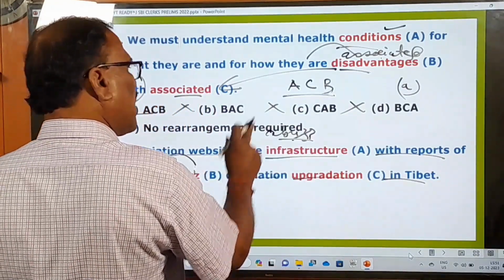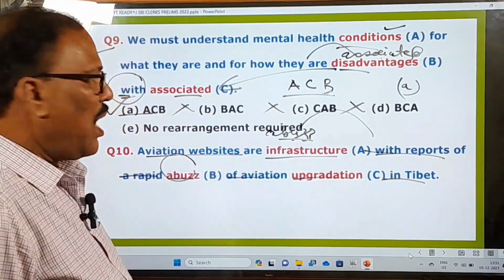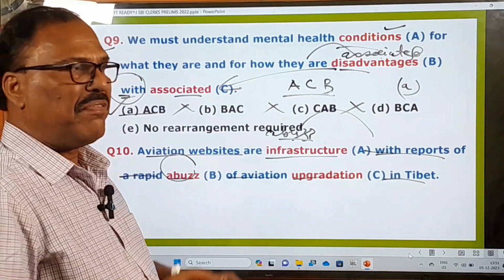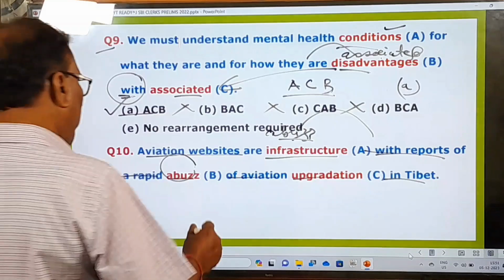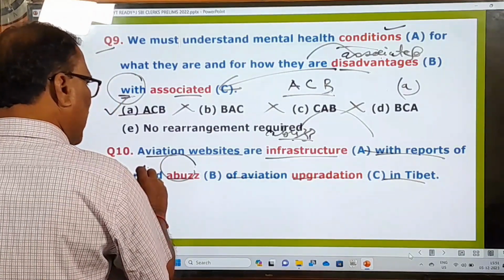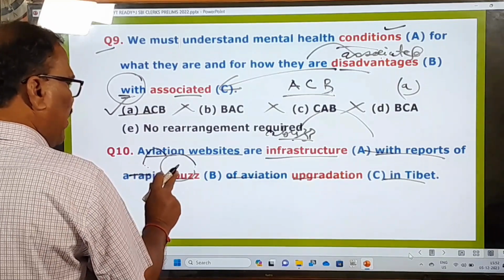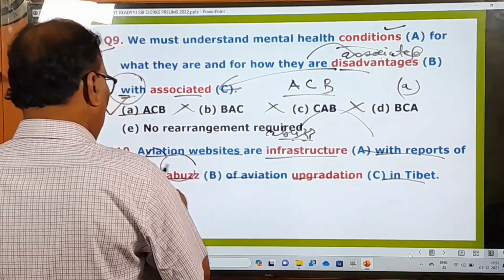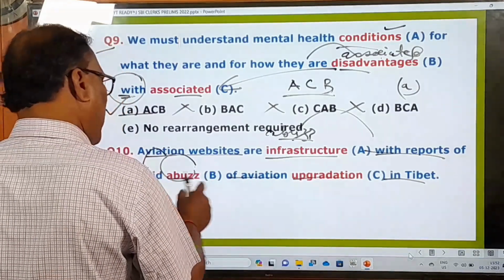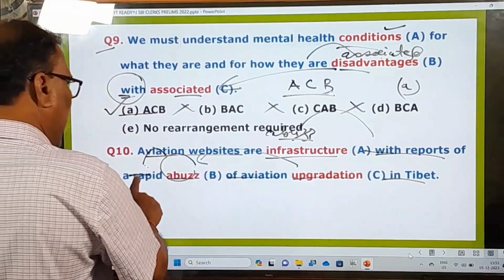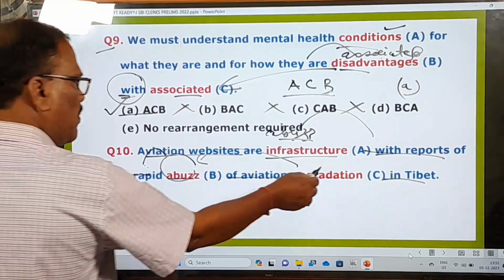Aviation websites are abuse. Abuse is always followed by with, the preposition. Abuse with, that means filled with, active with, lively with, what? Reports of a rapid what? After rapid, it's an adjective. Rapid is an adjective. After this adjective, what is that? A rapid upgradation must be used here. Okay, a rapid upgradation, rapid improvement, fast improvement. So this C word must be here.